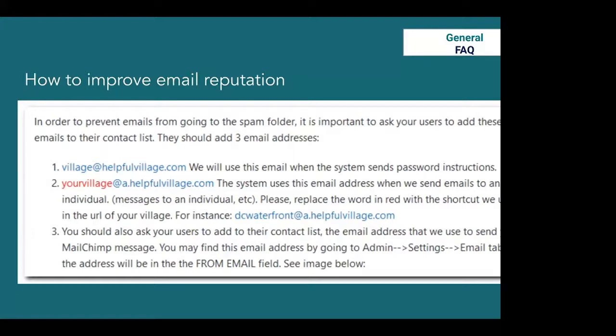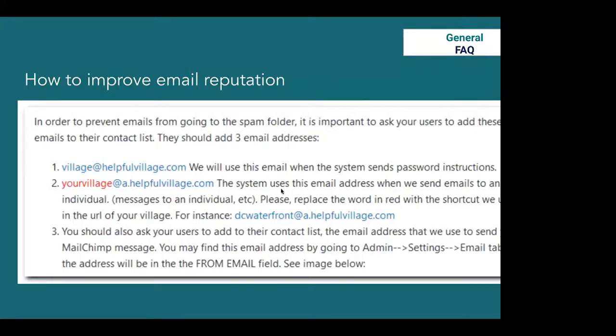Now, you should add the 3 email addresses listed here, because those are the addresses we send messages from. One address is village@helpfulvillage.com. We send email from that address every time there are password instructions or something relative to the creation of the account. The second email address we send from will be like this: yourvillage@a.helpfulvillage.com. This is the email address used for all the individual emails.